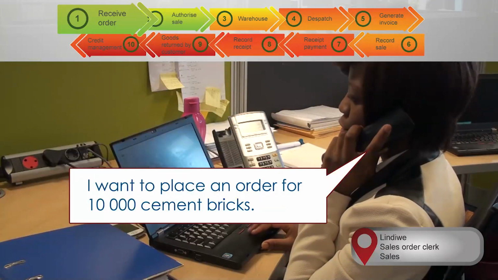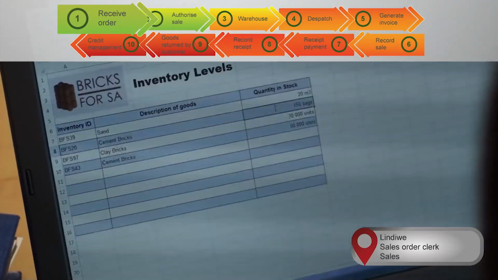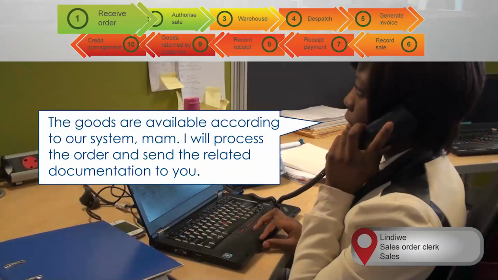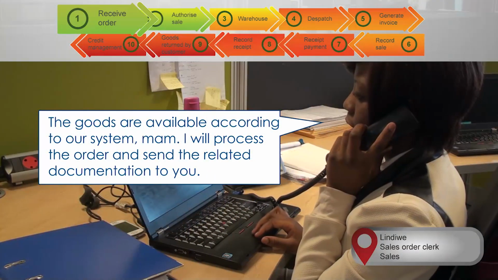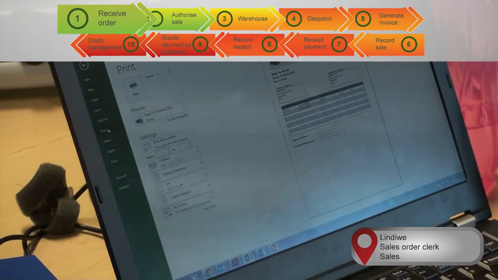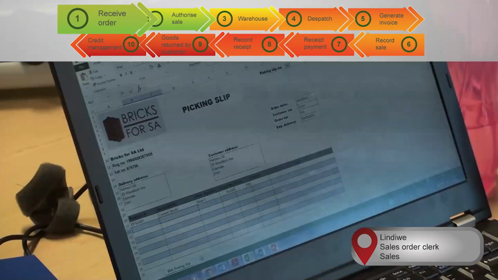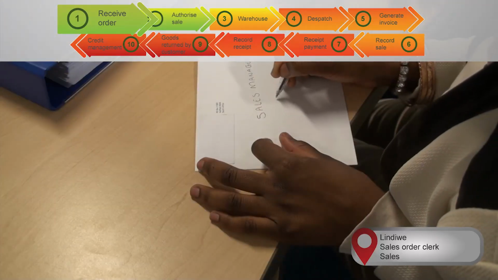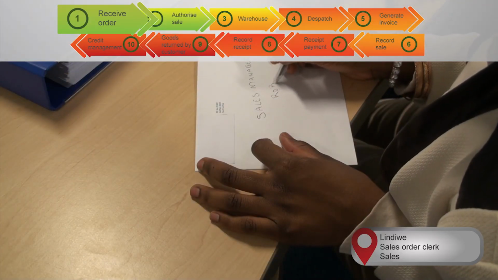She asks the customer what she would like to order and checks the system to see if the goods requested are in stock. Everything the customer requested is available. Lindiwe generates a sequentially pre-numbered internal sales order or ISO in duplicate and creates a picking slip based on the ISO. She sends these documents to Rob, the sales manager, for approval.